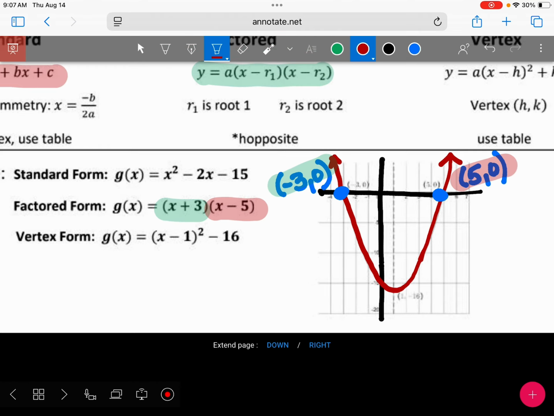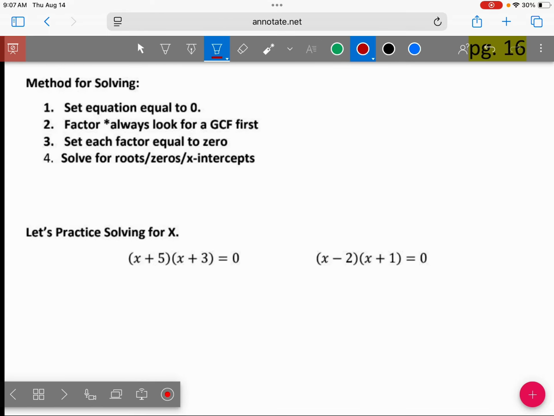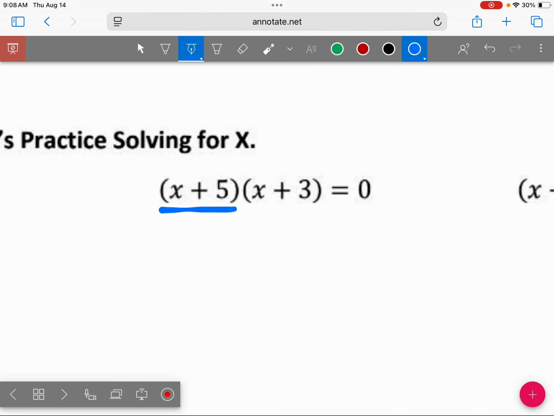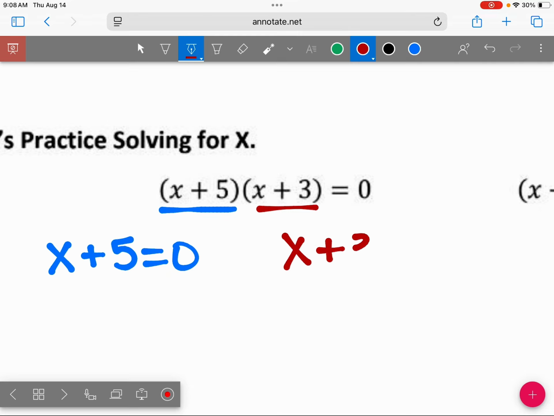All right, so let's go ahead and do a little bit of practice with some equations that have already been factored. Now, the first step is always to set it equal to 0, look for a GCF, and then we're going to factor it, okay? Notice there are 3 different ways you can say a solution, and we'll talk about that. All right, so they started off pretty easy. They're already factored. So we're going to just take each factor, set it equal to 0, and solve it.